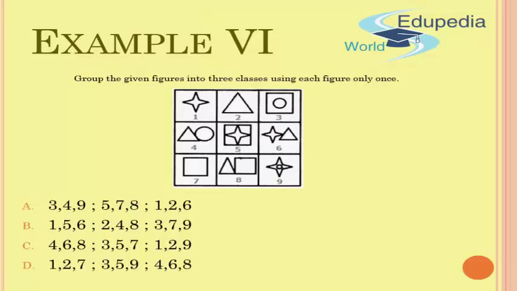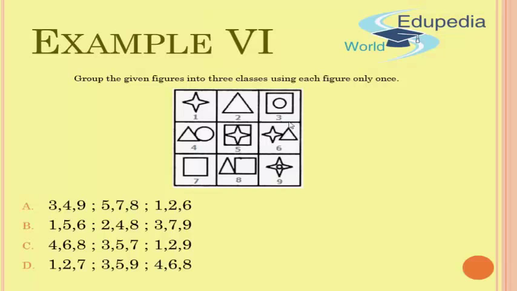these images logically. So in the example on your screen right now, again we have a grid of 9 figures, and in the answer choices we have options which have divided these figures into groups of 3. So we have to look for some common patterns between these figures.